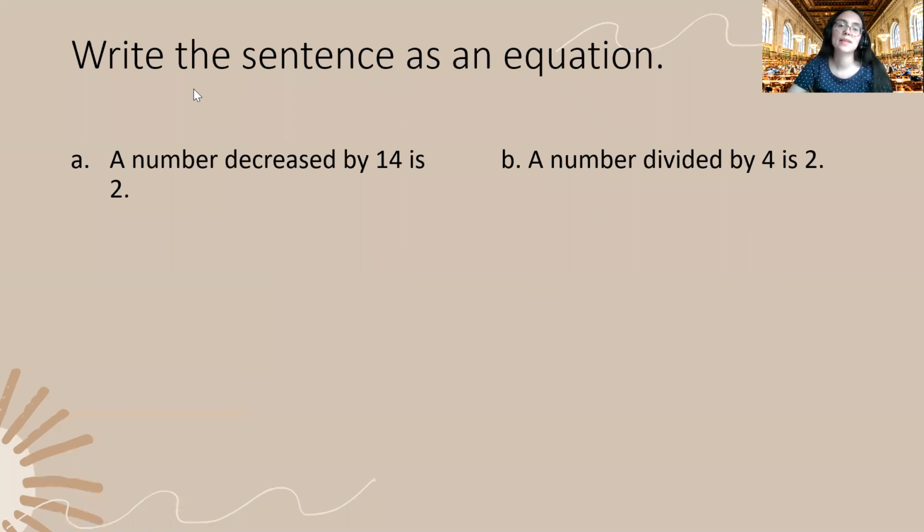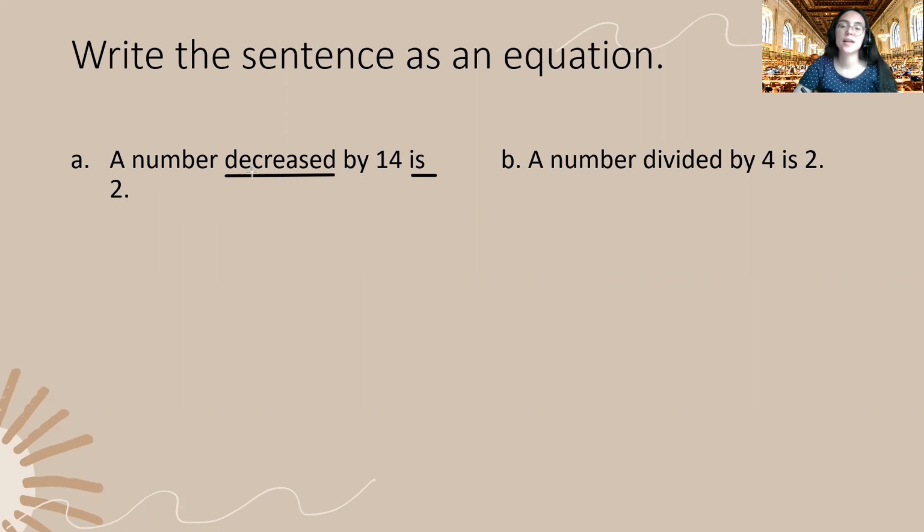So we are going to write the sentence as an equation. Starting on the left-hand side, I have a number decreased by 14 is 2. So I'm going to actually underline two things. I'm going to underline decreased and I'm going to underline is.